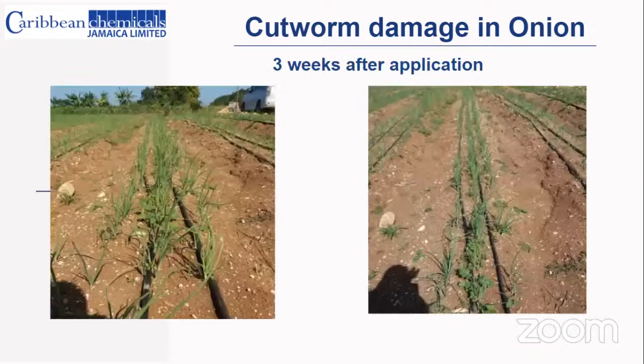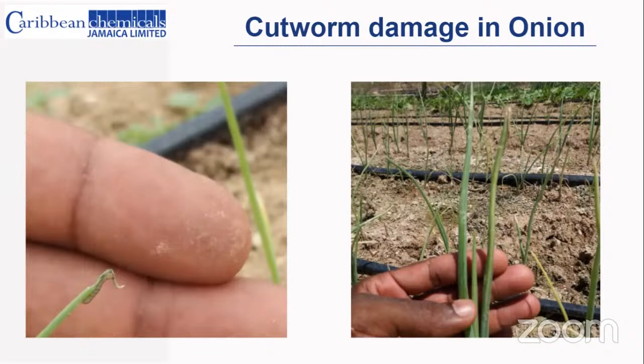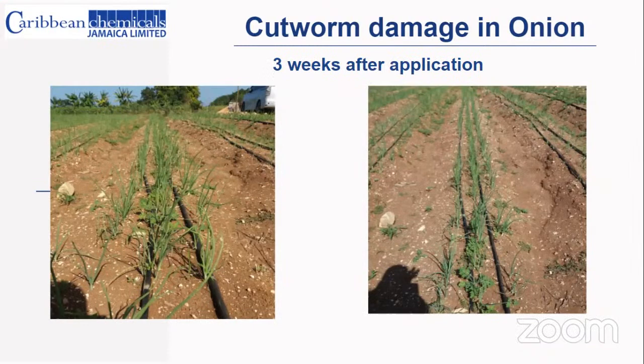Now you notice the tips are no longer brown like they were here. A lot of times you can observe the tips die back and oftentimes completely eaten off and just leave a gaping hole down into the leaf of the onion. So here now you can see the tips growing back because they have been cleaned up. And this is 3 weeks after the application of the Caratrax with Exit.